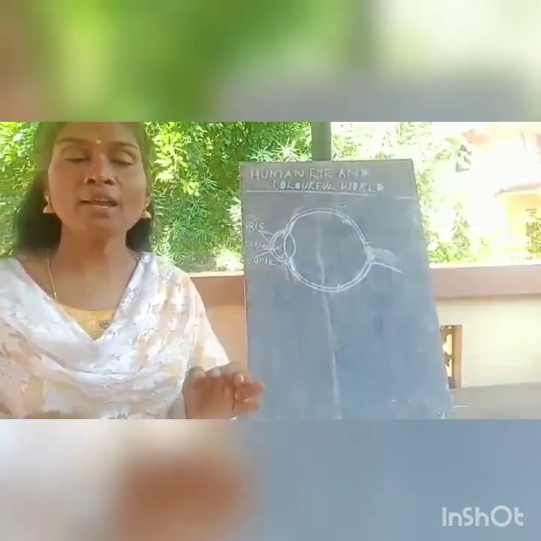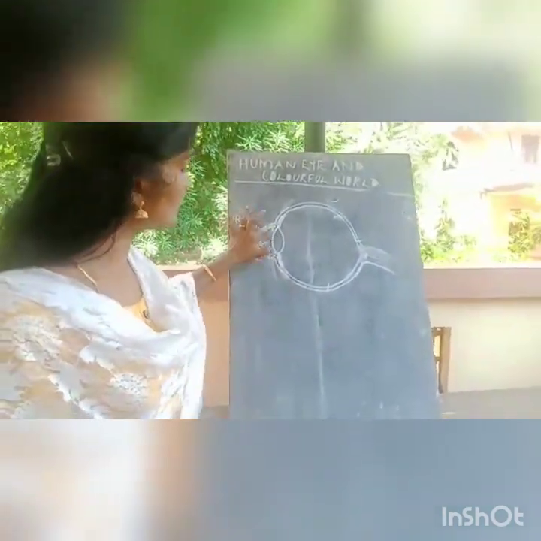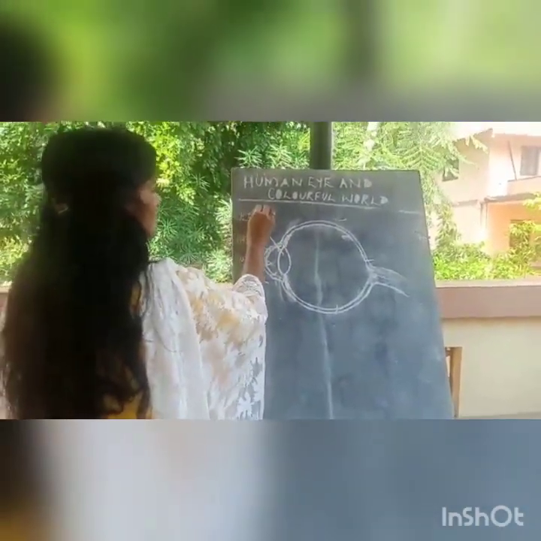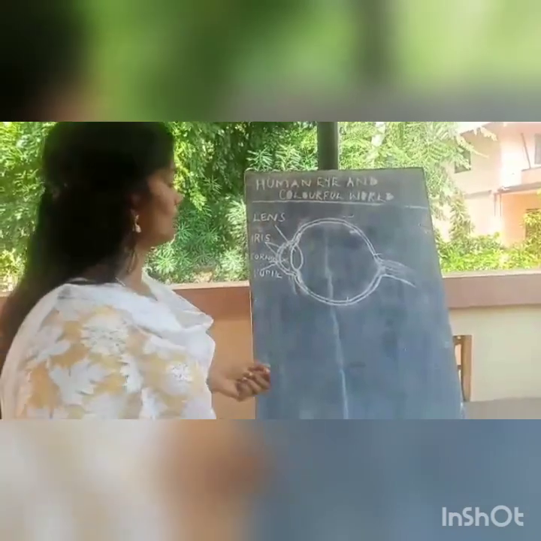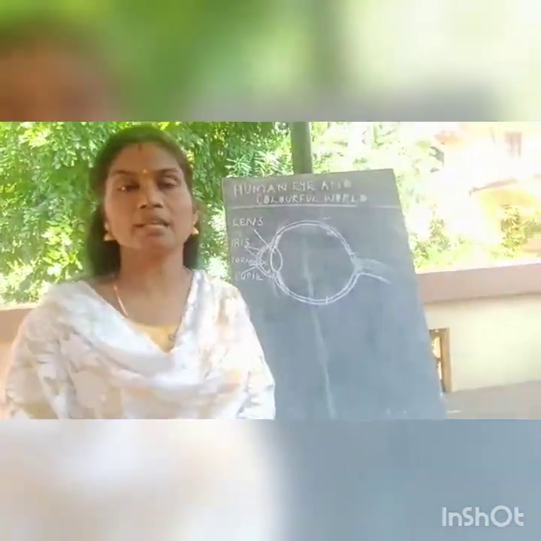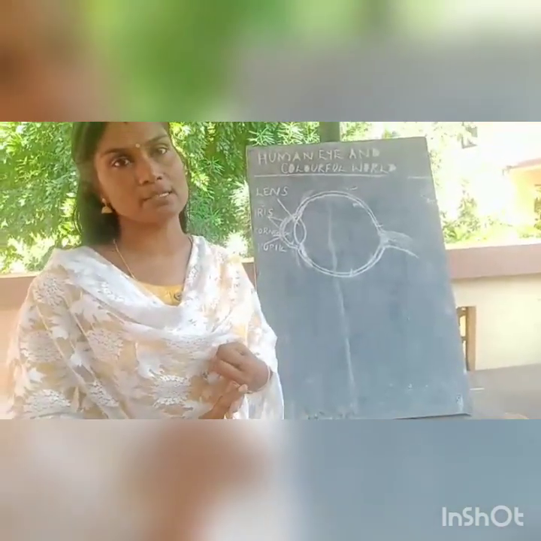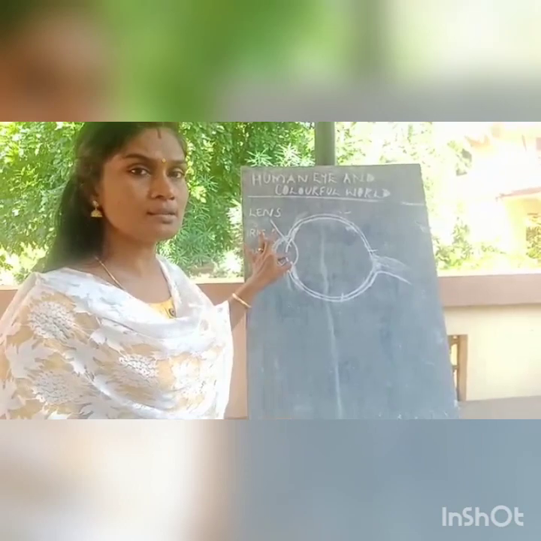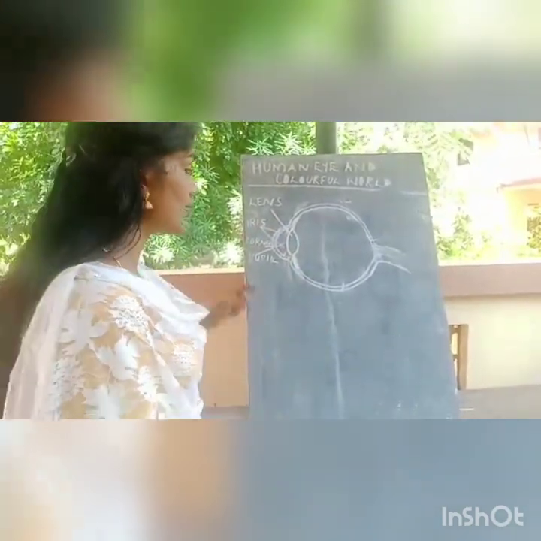Our eye also has a lens. So this is the lens. You have already studied two types of lens. Which are they? Convex and concave lens. So seeing the shape, can you identify this lens? Yes, that is a convex lens.